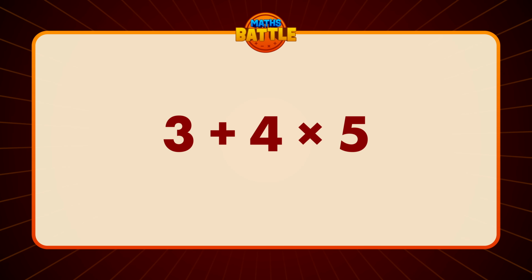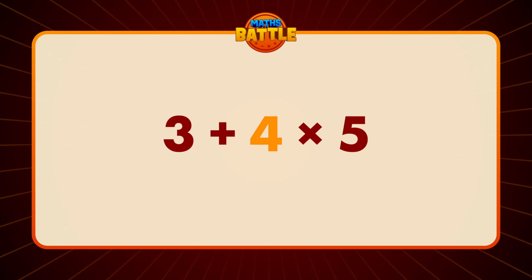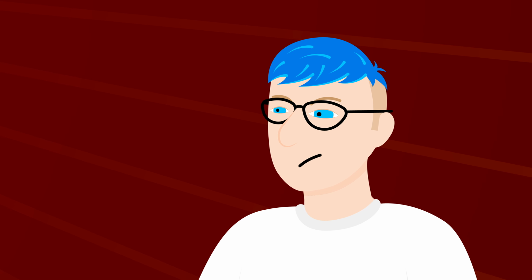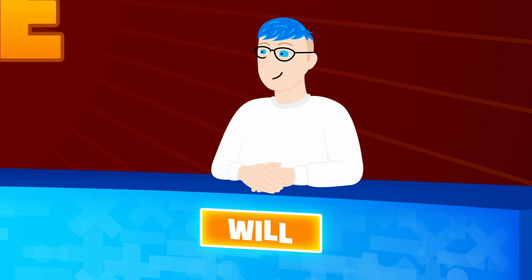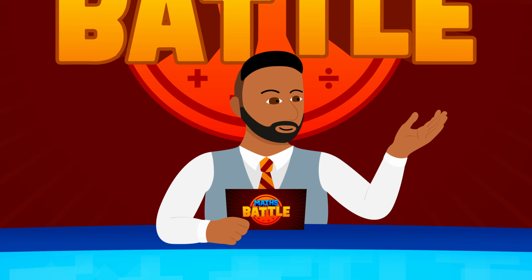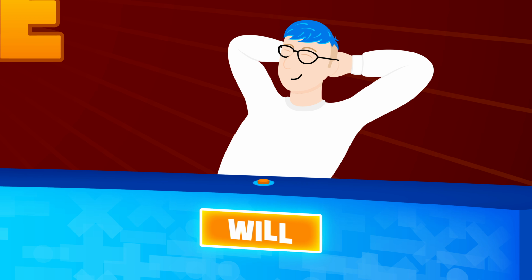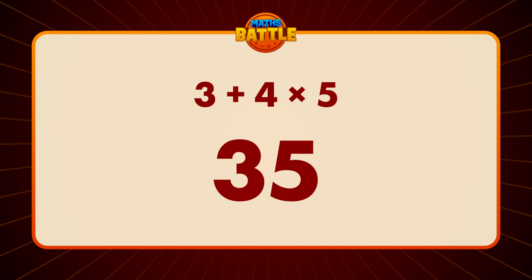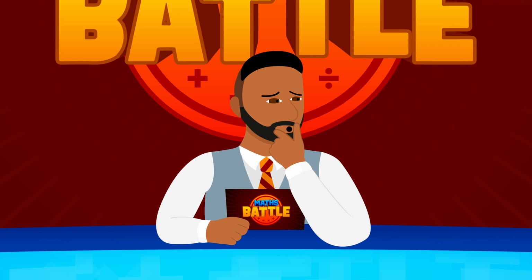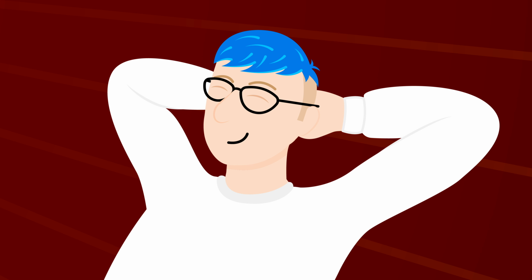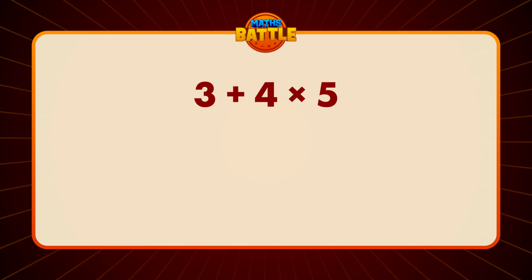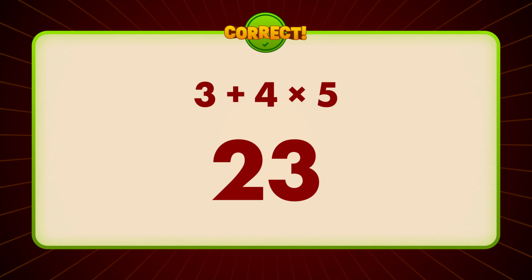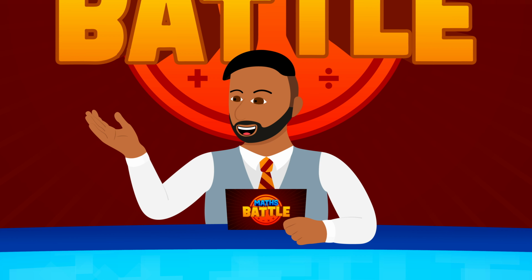Solve this equation. 3 plus 4 times 5. Will, what's your answer? I'm feeling good about this, Bobby. The answer is 35. I'm sorry, Will, that's incorrect. What? Susan? Is the answer 23? Correct. Well done, Susan.